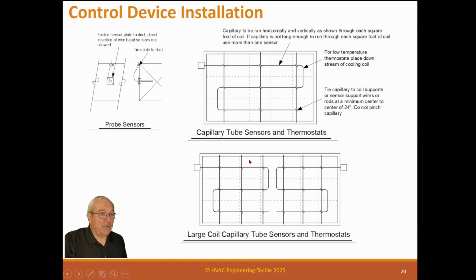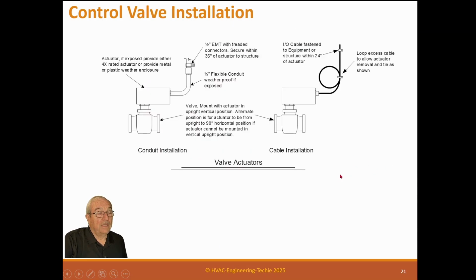You put as many as you need to get across that coil in every square foot. 20 foot's a standard length. There's a few that make longer, but they're very rare. So 20 is normally what you got, and you just use more than one sensor, and you wire these in series. Both of these are temperatures, so they come back and they parallel them to get it to do that. All right, so this is valve connections.